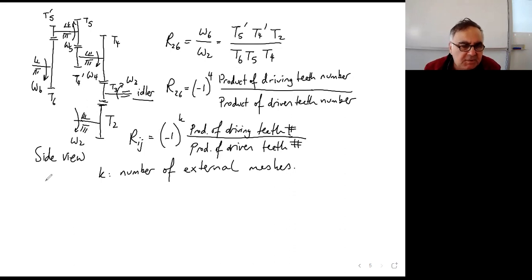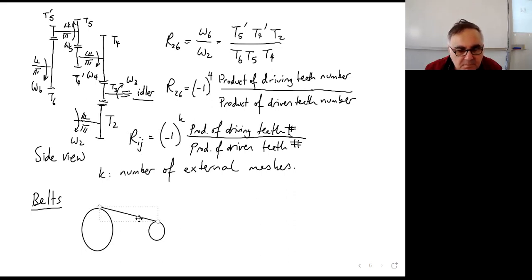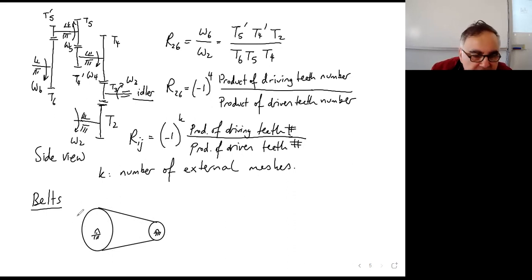Okay, one more thing before I stop. Belts are kind of similar to gears if you look at it. Let me just very briefly talk about them. As you know, the belts are also used in power transmission. They are not as strong as gears, but they can carry power to long distances, like a few meters perhaps.